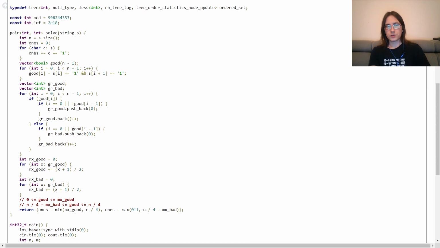So this function solve returns the answer for the problem for a given string. First of all, we count the number of ones. Then for each of n-1 positions, we check if it's good or not. Then we find the length of the groups of good positions and the length of the groups of bad positions.